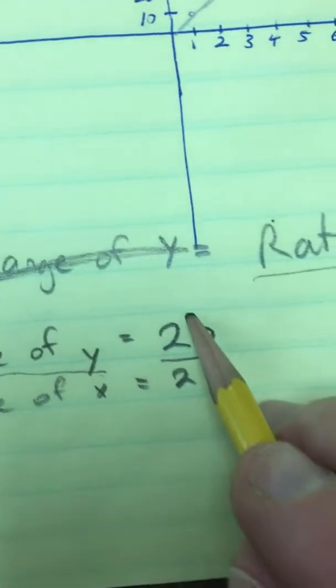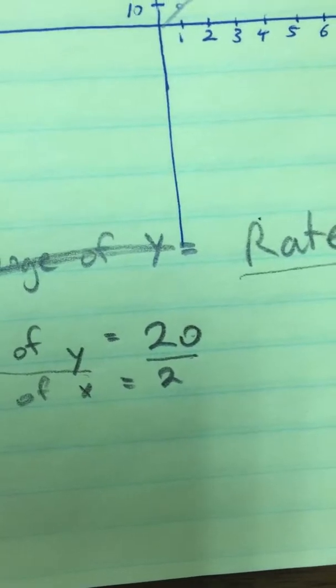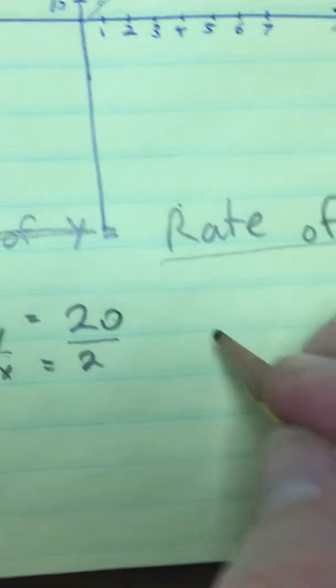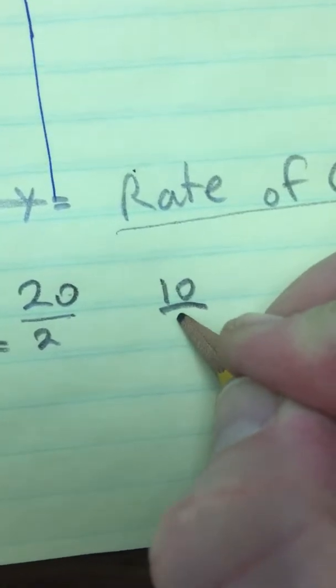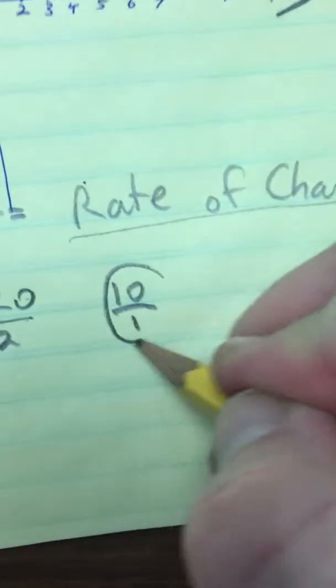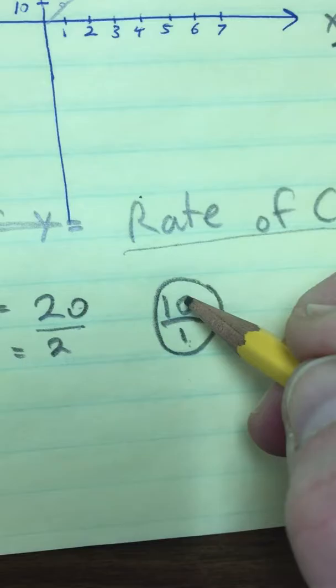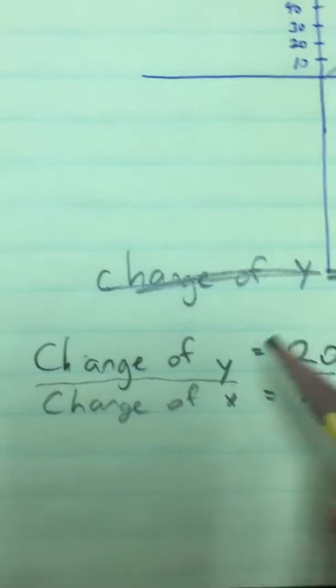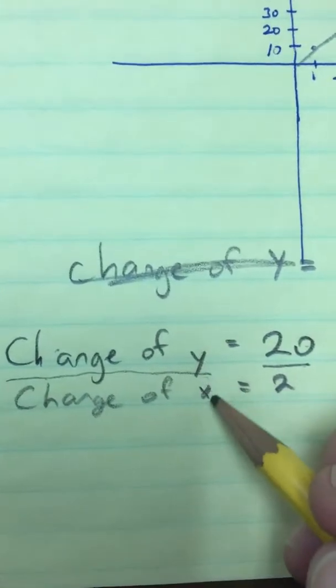We can reduce this fraction, but we must keep it as a fraction. It must be something over something. So I can reduce it to 10 over 1, but I must leave it as a fraction, something over something, because rate of change uses both the y and the x.